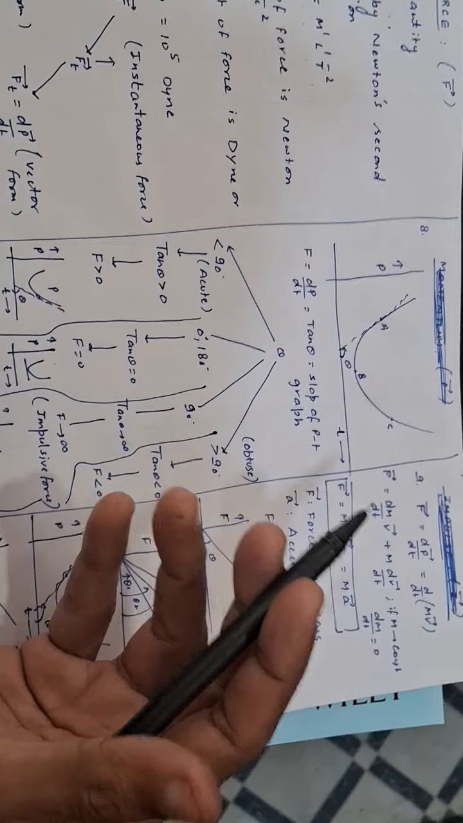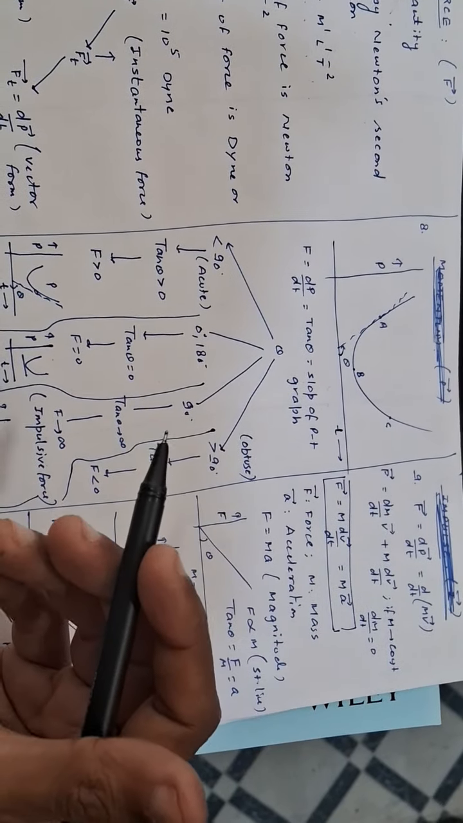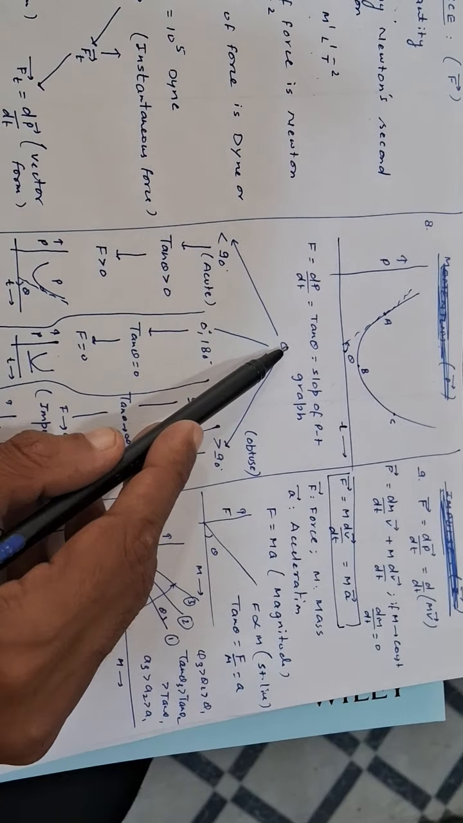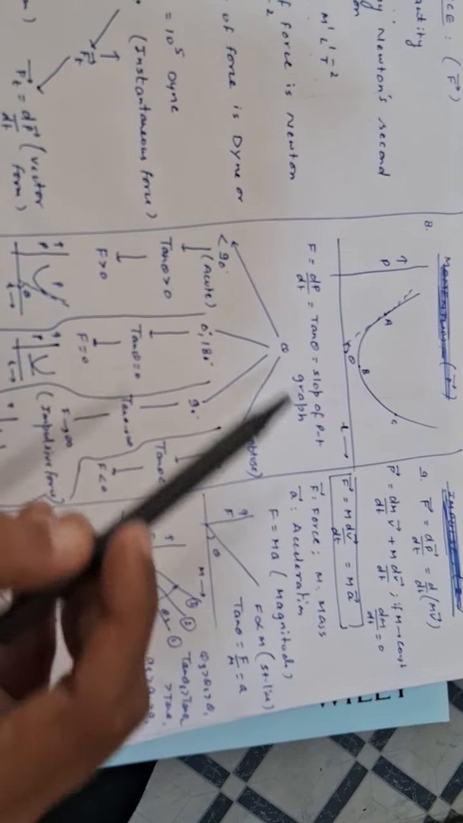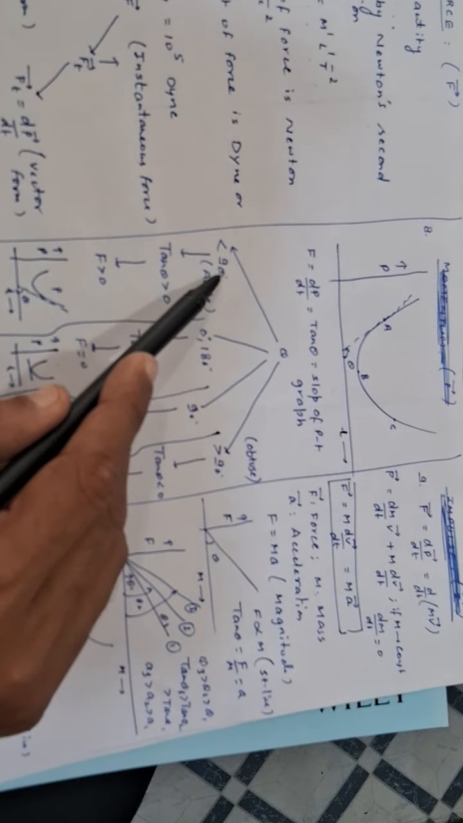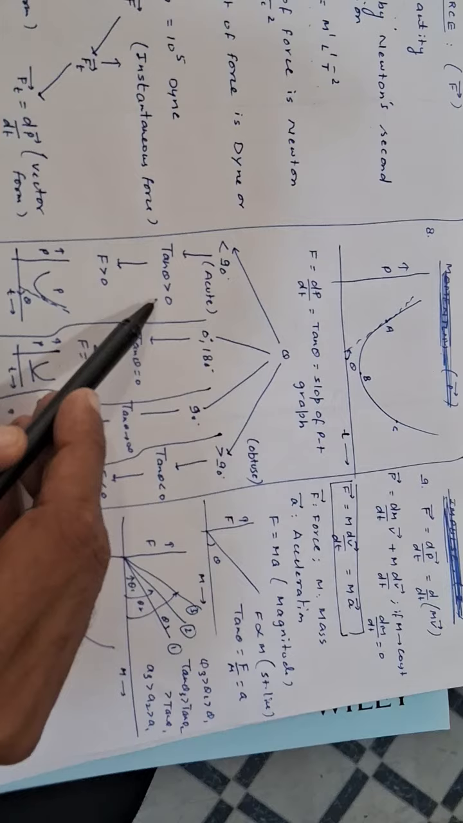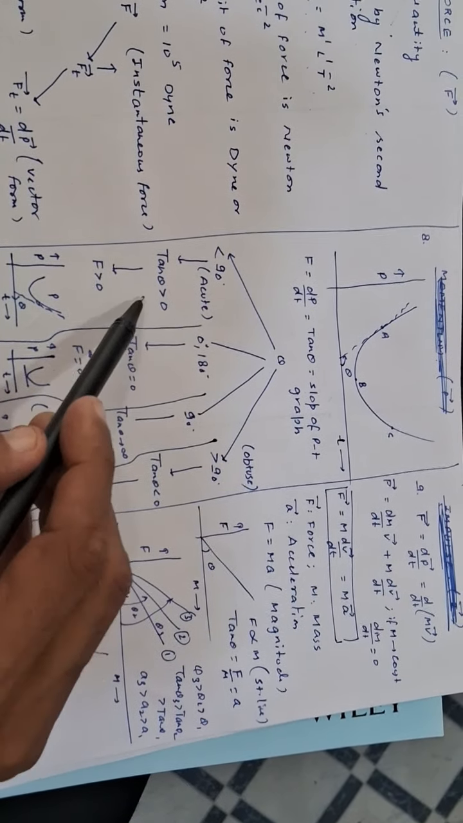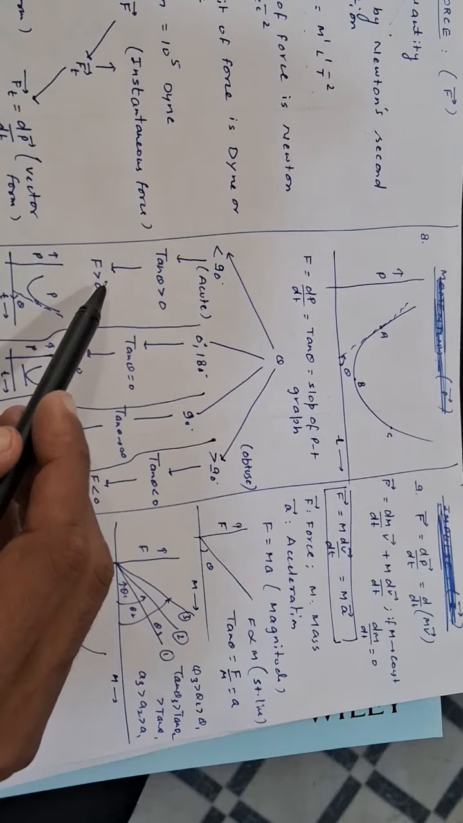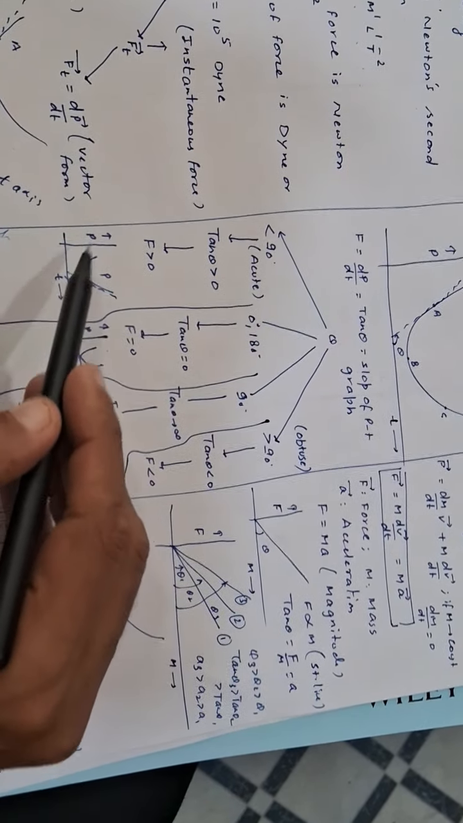Now let's discuss the various cases possible for angle theta. So the first case is when theta is less than 90, which we call as the acute angle. So if theta is less than 90, then tan theta will be positive, because in first quadrant tan is positive. That means force is positive. And in graph it will be like this.